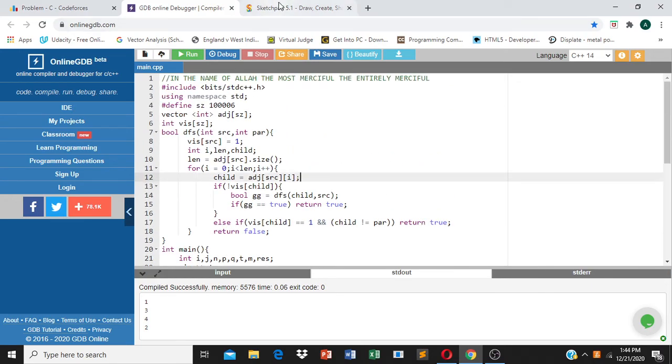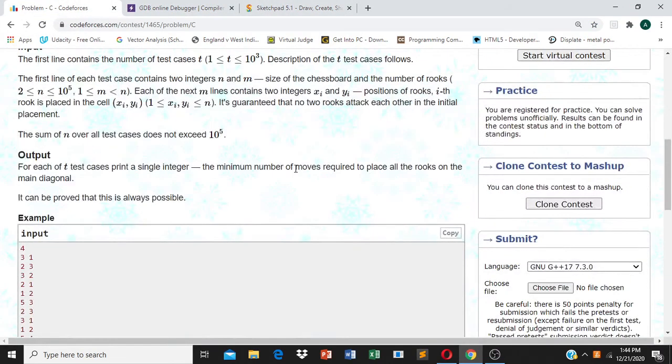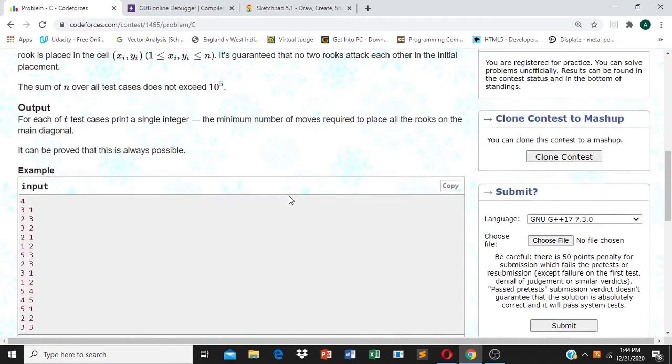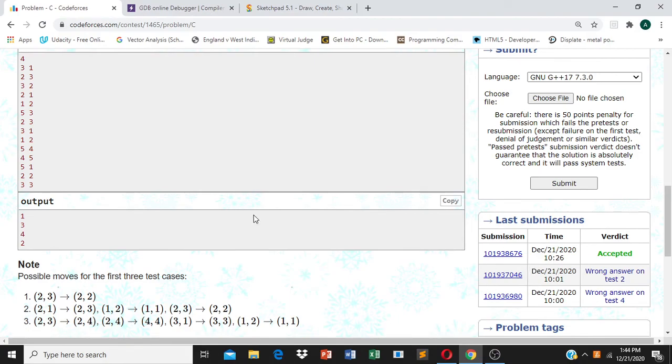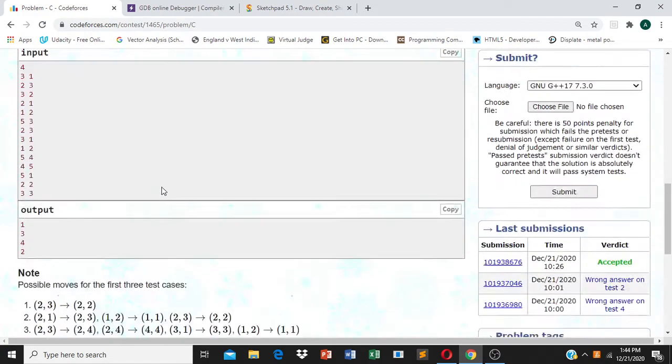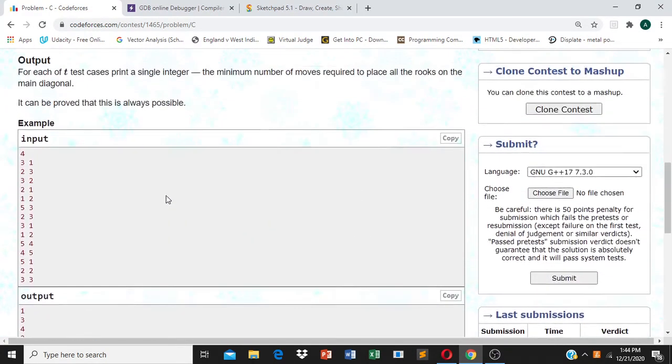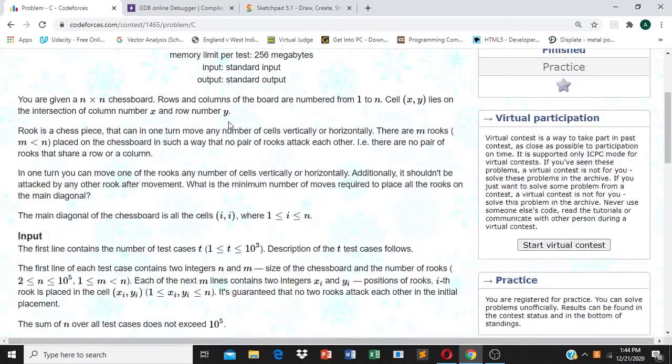So it was a very fascinating problem. I really liked it, and I think you should do it on your own. I also got a wrong answer, and I could not do it in contest time either. So it was a very good problem, and I hope you will enjoy it.